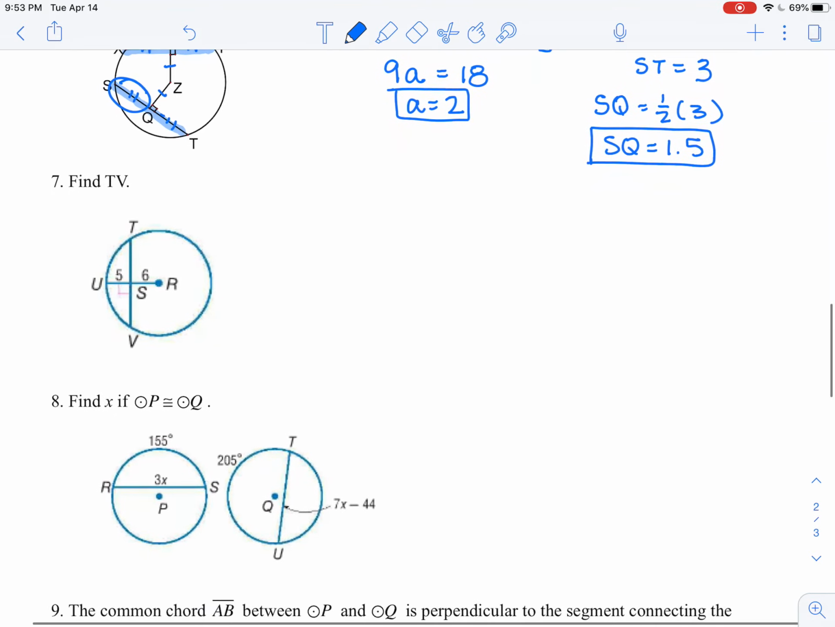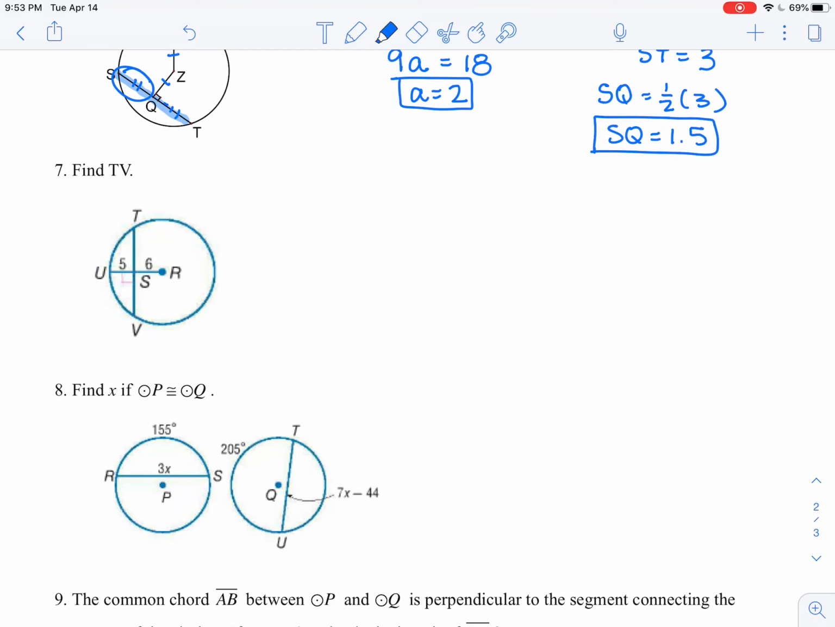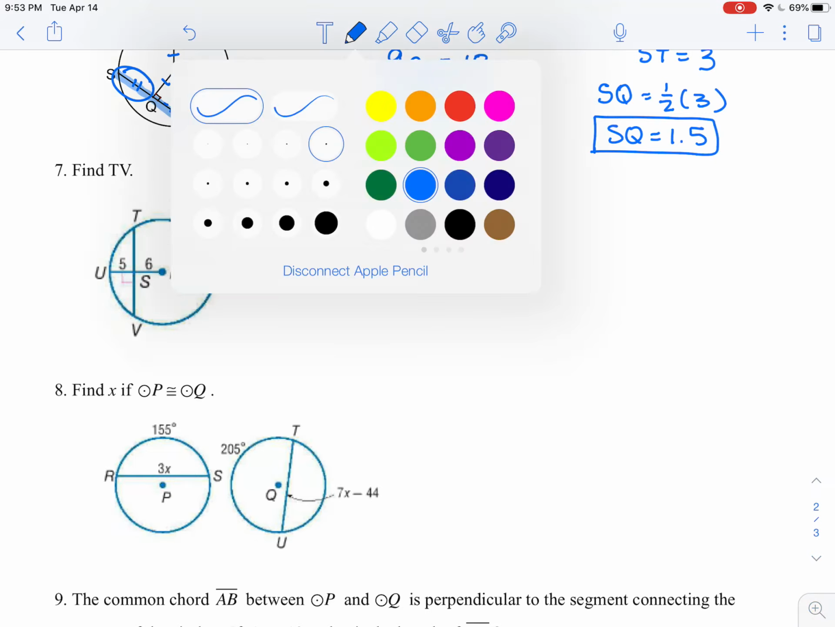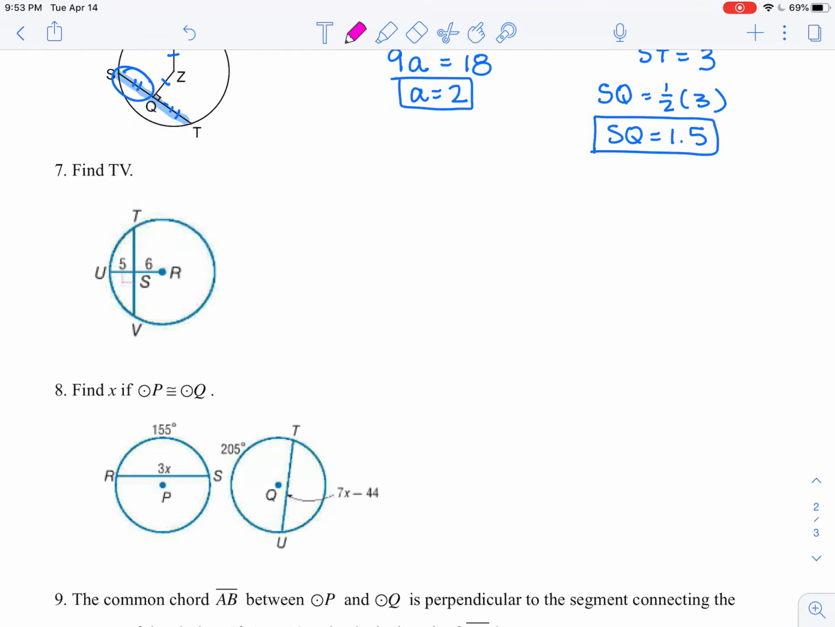In number 7, we're looking for the length of line segment TV. TV is a chord of the circle. So to find its length, let's look at what's given in the picture. We have 2 parts of the radius shown. US is 5 units, SR is 6 units. Together they make up a full radius. 5 and 6 would have to be 11. I'm going to draw another right triangle like we've done for several other questions, because now I know that all radii are 11 units long.